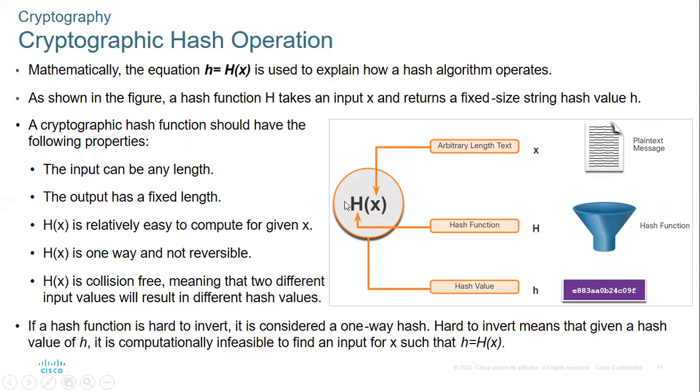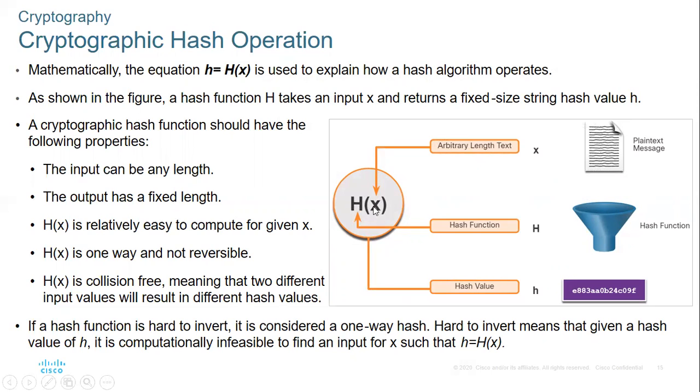So this is the hashing function. The input can be of any length, but the output has to be of a fixed length. You can see that this is easy to compute for any given value of x. But this is one way. You can't reverse it.